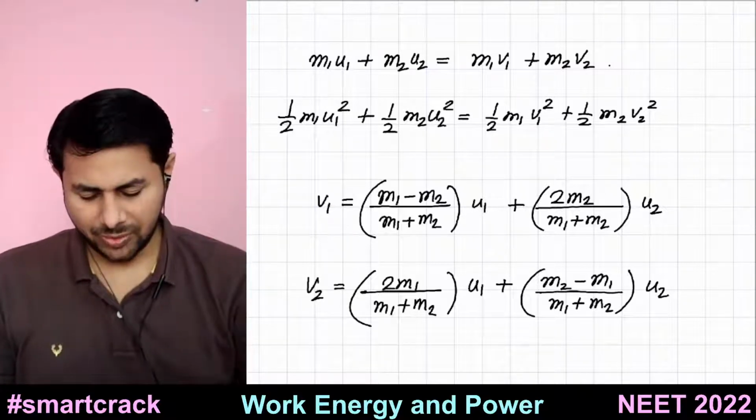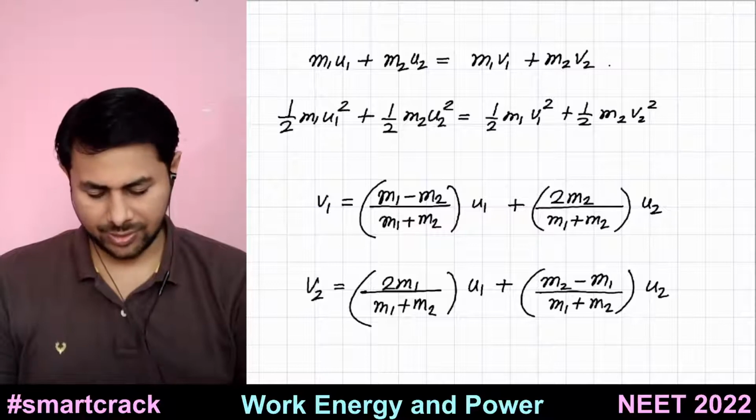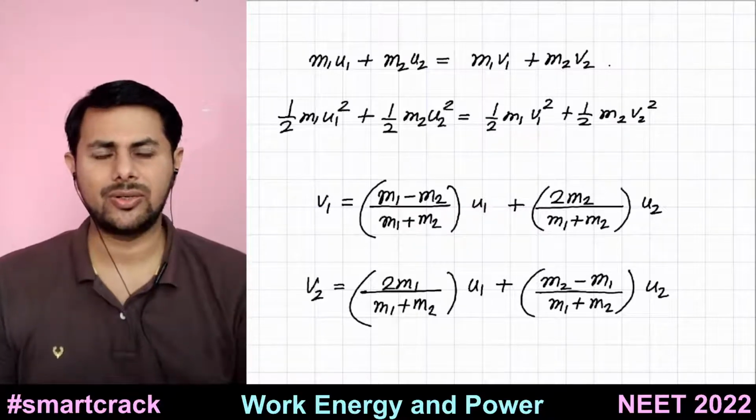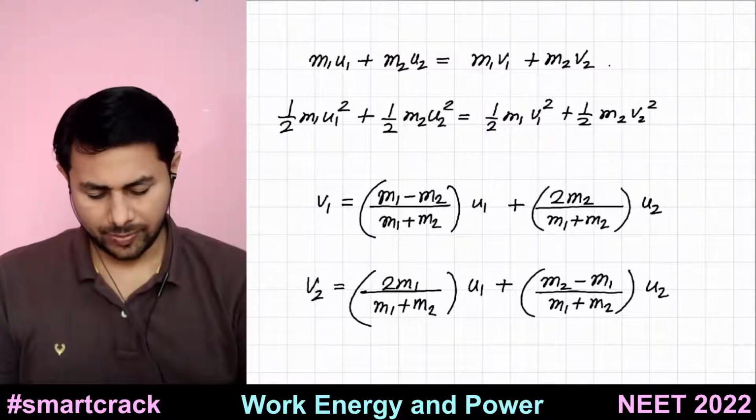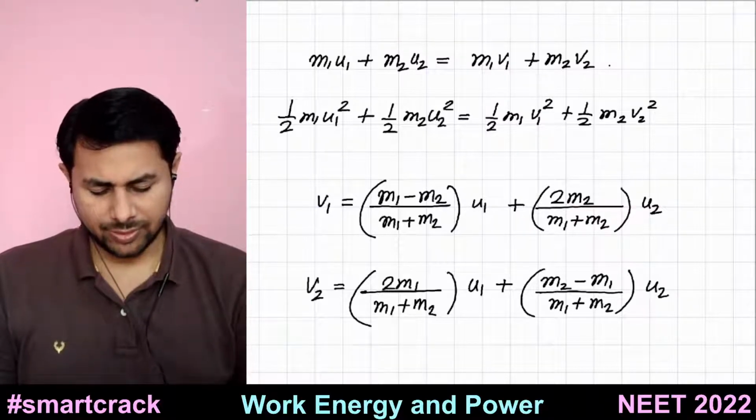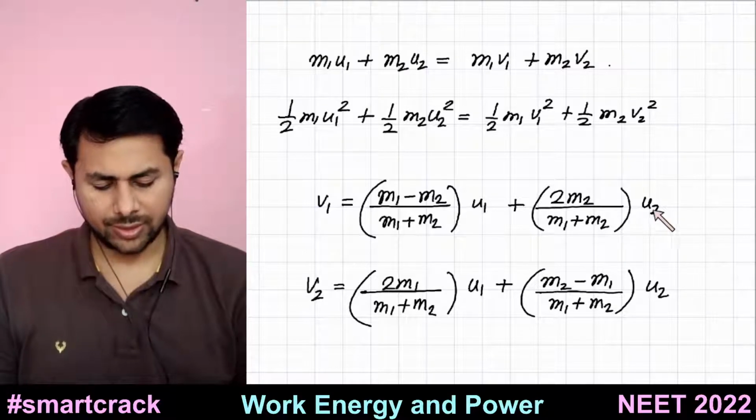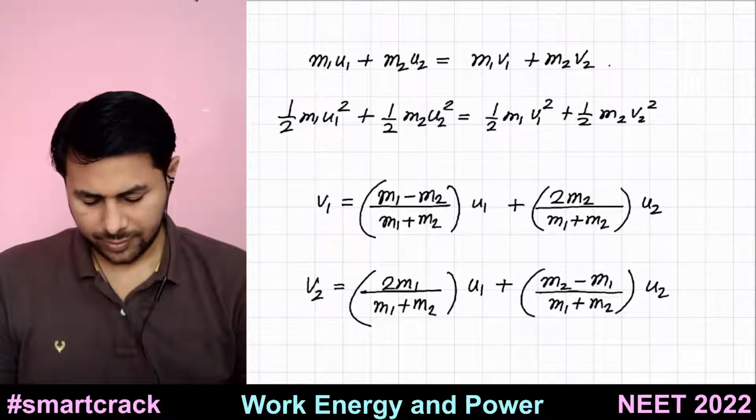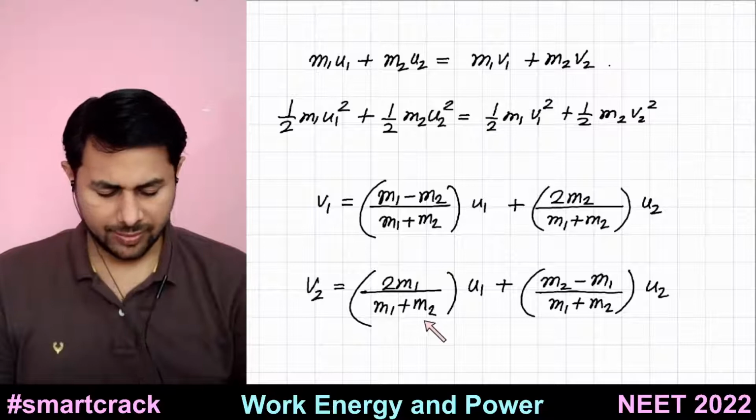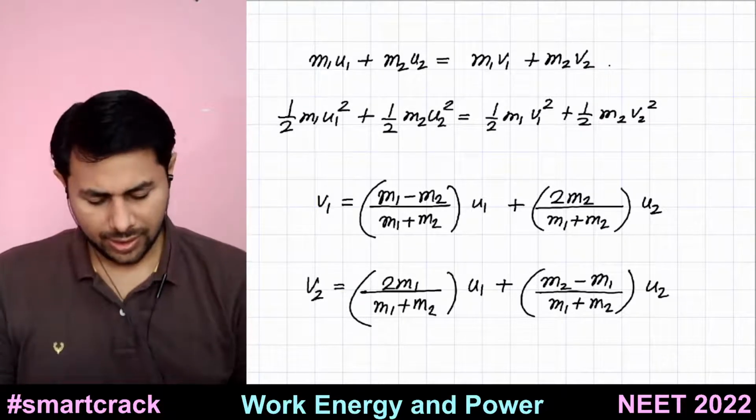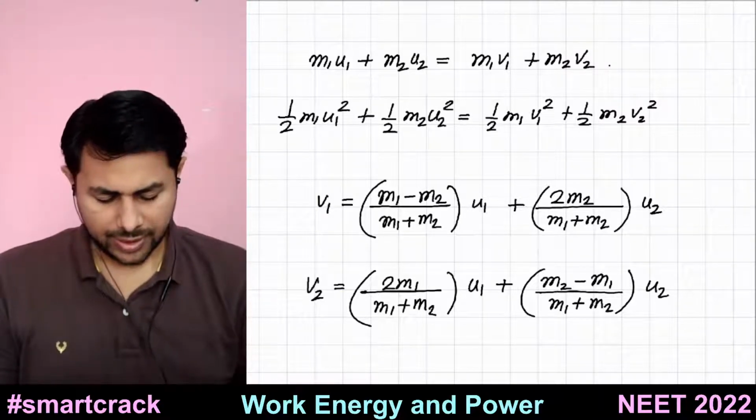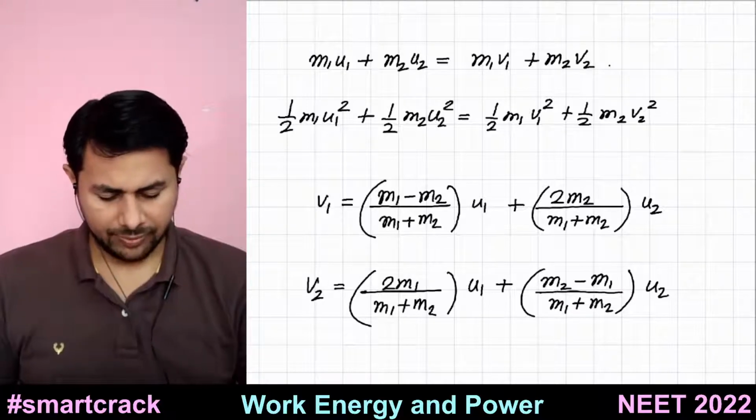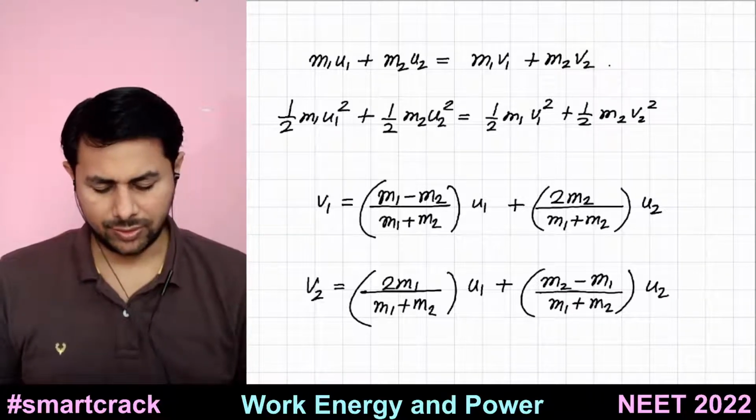What is the final velocity of the first body? It is (m1 minus m2) divided by (m1 plus m2) multiplied by u1, the initial velocity of the first body, plus 2 times m2 divided by (m1 plus m2) into u2. And what is the final velocity of the second body? It is 2 times m1 divided by (m1 plus m2) into u1 plus (m2 minus m1) divided by (m1 plus m2) times u2.